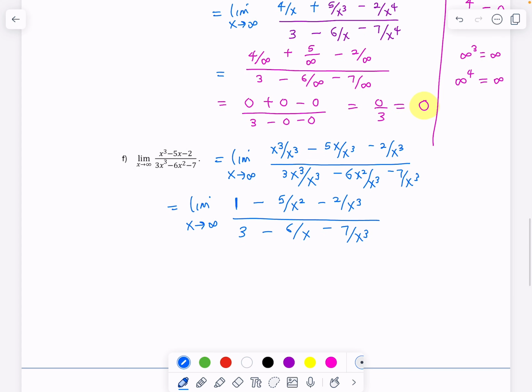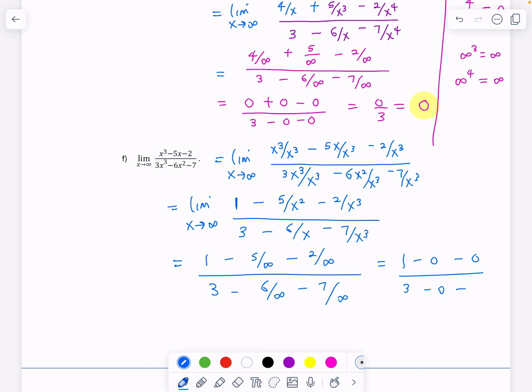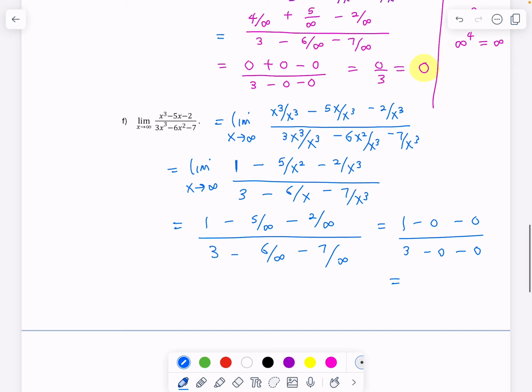And now, if you plug in infinity, you're going to have 1 minus 5 divided by infinity, 2 divided by infinity, 3 minus 6 divided by infinity, 7 divided by infinity. Okay, and this is just going to be 1 minus 0, minus 0, 3 minus 0, minus 0, and this is just going to be 1 over 3. And that's it. So I hope this helps you understand how to evaluate limits.